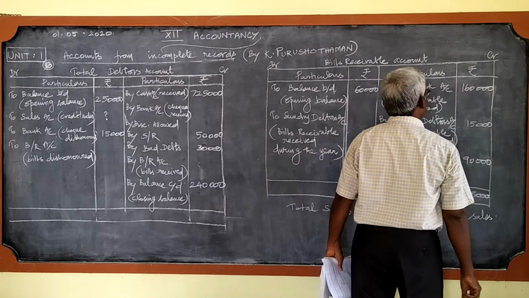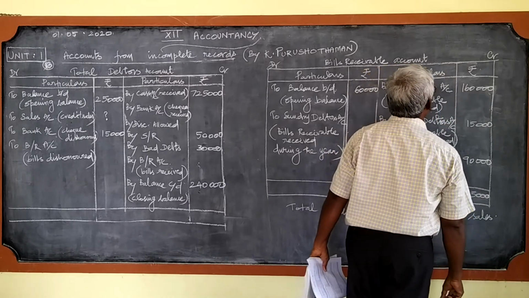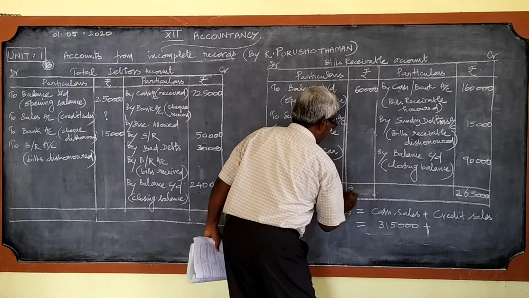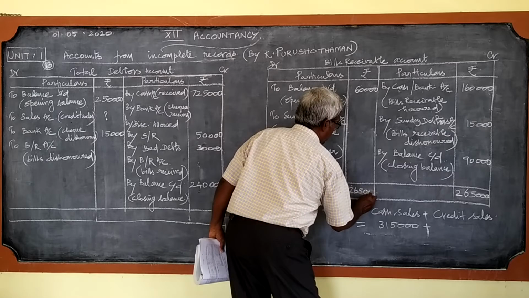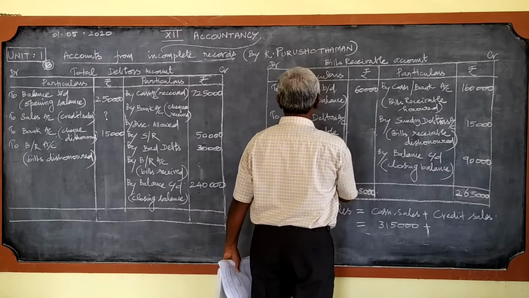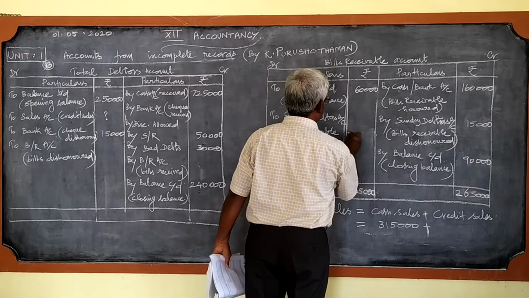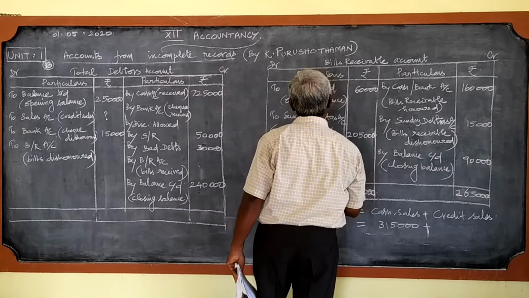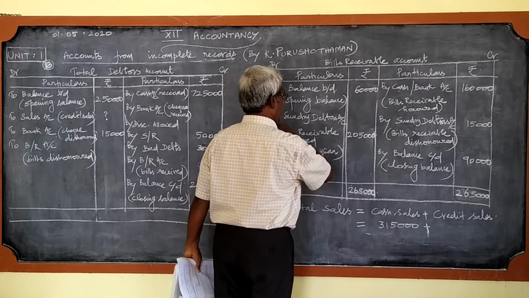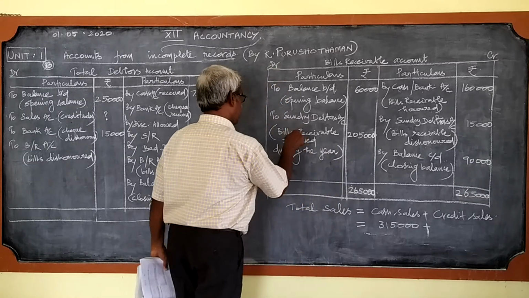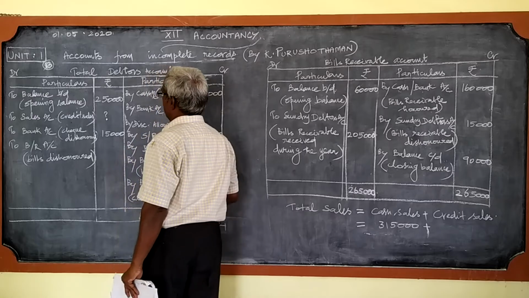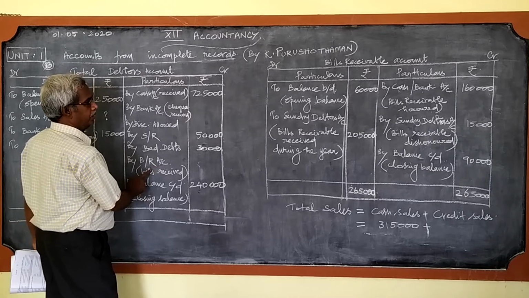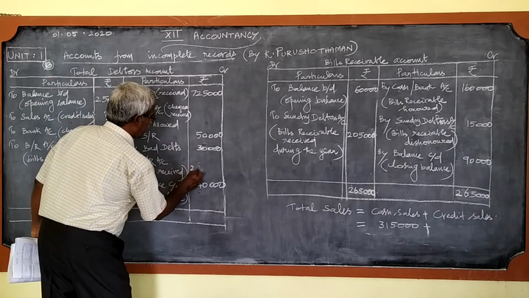2,65,000. Write the same here: 2,65,000. And here only 60,000. The balancing figure is 2,05,000. This is the amount of bills receivable received, 2,05,000. This bills receivable received must be filled here. Bills receivable received. What is the amount there? 2,05,000.